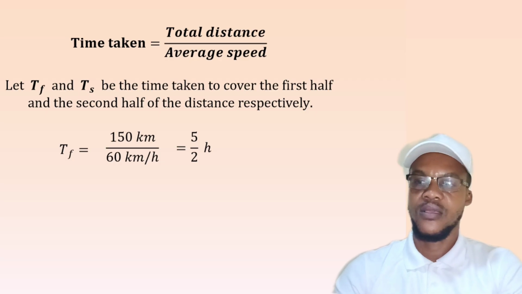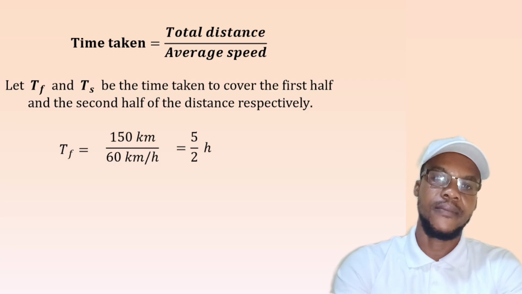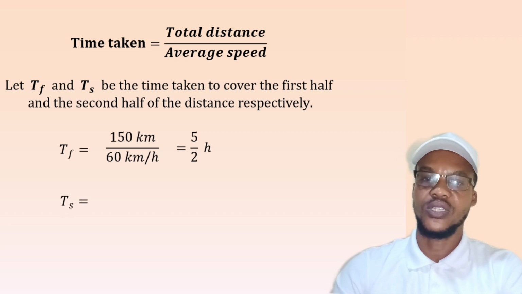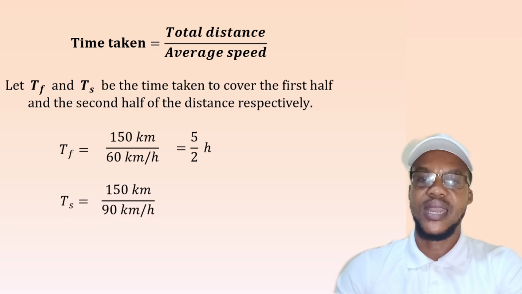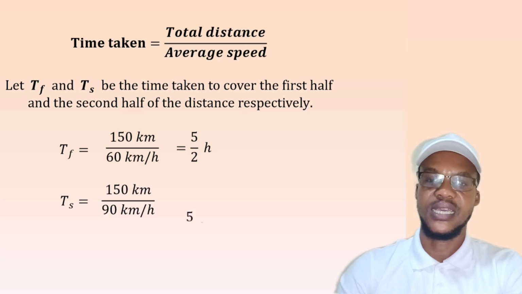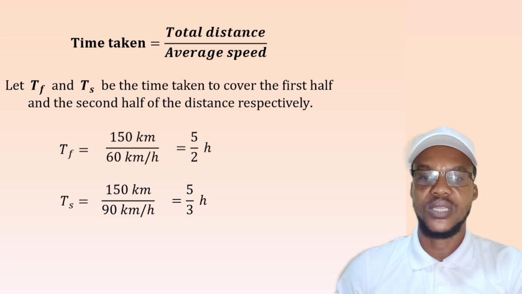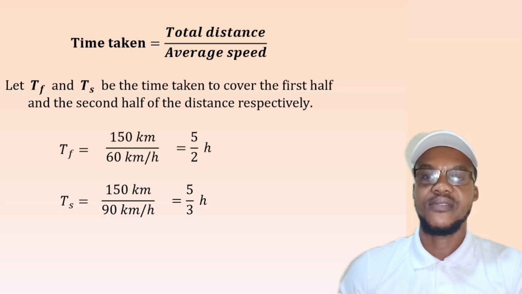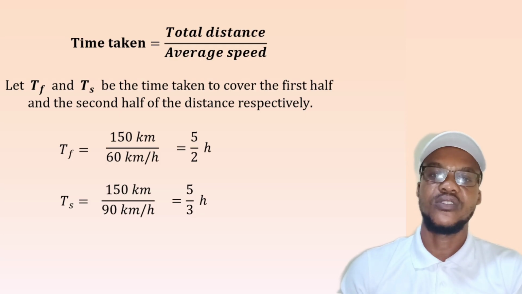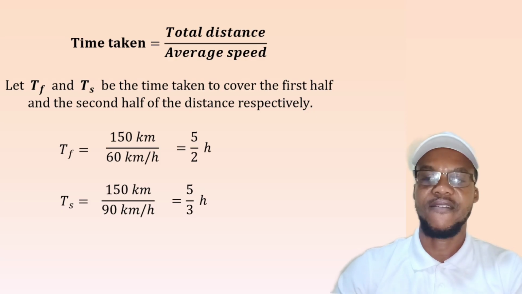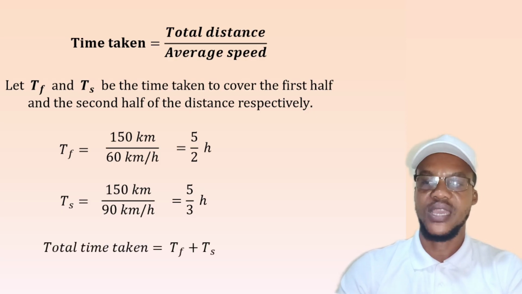Then let's also find the time taken for the second half, which is also given as what? The same 150 kilometers, but divided by 90 kilometers per hour, and that also gives us 5 on 3 hours. Okay, so these are the two times that we have. If that's the case, then we find the total time taken, which is just the addition of the time taken for the first half and the time taken for the second half. Okay, and that is what we have here.